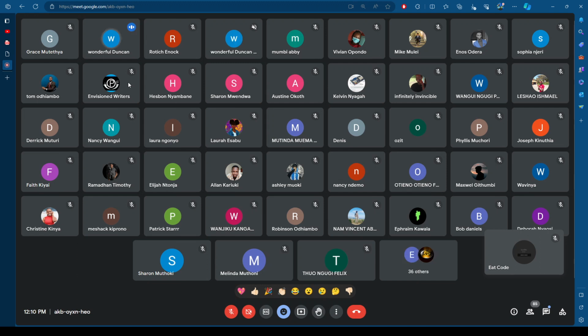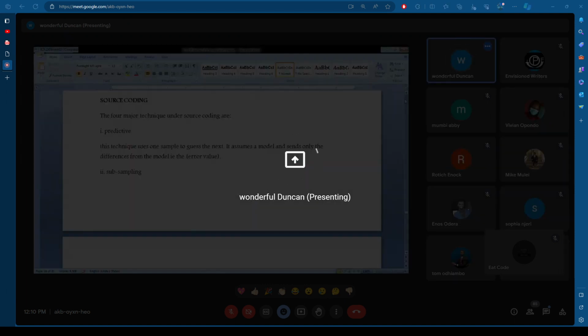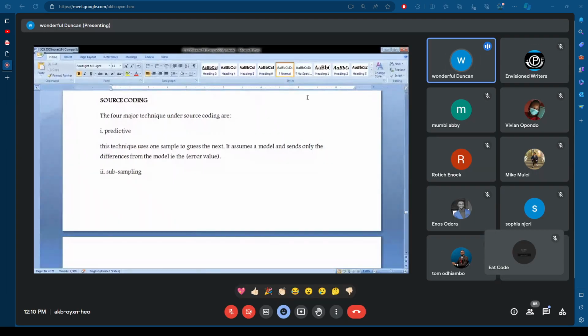So let us look at another topic. That one we will do when we are in class. We move on to source coding. You can leave some space for that work that we were not able to follow through. So let us have this source coding.